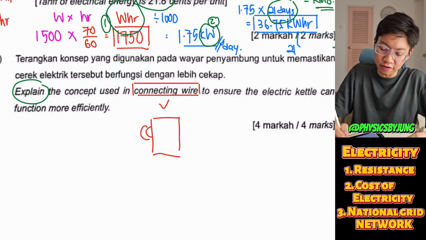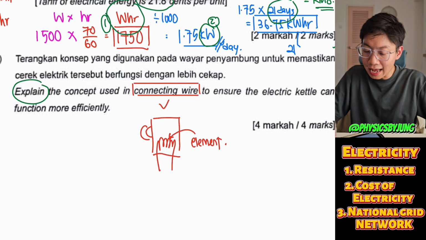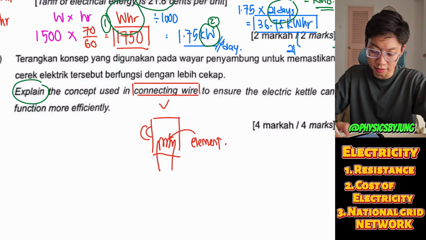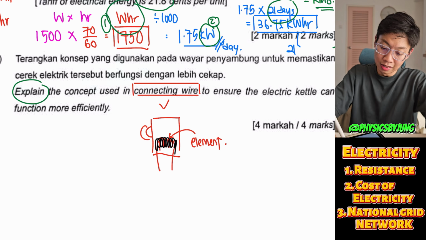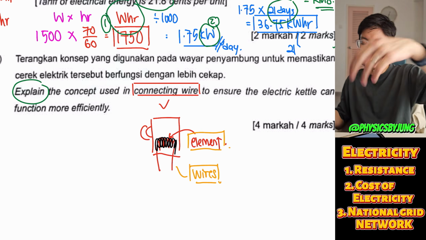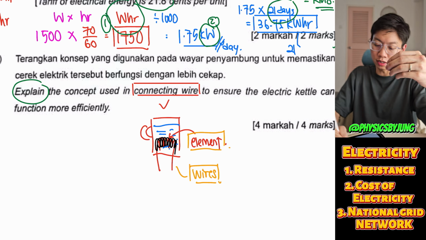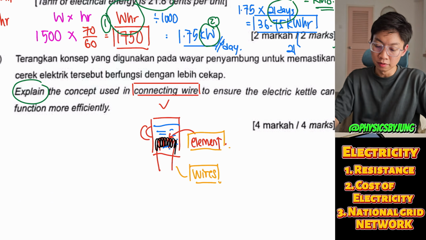Imagine I have an electric kettle. If you look at the inside, this is actually called the heating element. This one, the black color one. The outside part is actually called the connecting wires. So we have the element inside, wires outside. The element is the one that is going to be connected to the water. Okay?